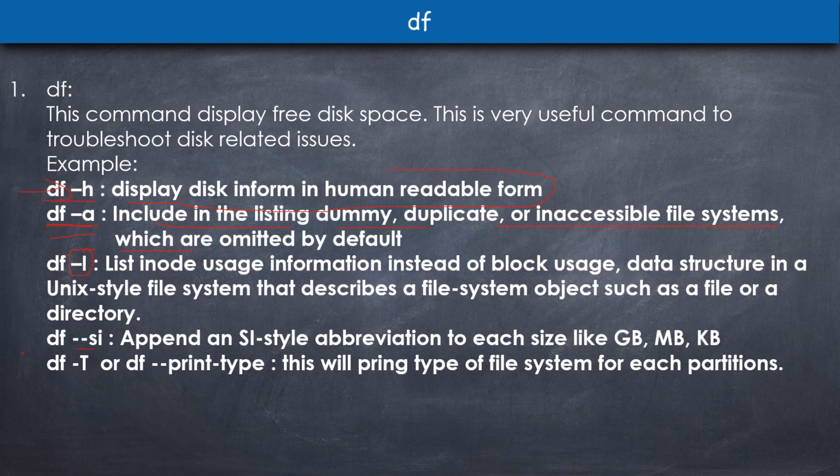So df -H, which appends an SI style abbreviation to each size, like GB, MB, or KB. Okay. df -T will print the type of file system for each partition. So suppose you are working on Linux and there are many mount points, and you want to see what kind of file systems are mounted on your system, you can use df -T. Okay, so let's move forward now.